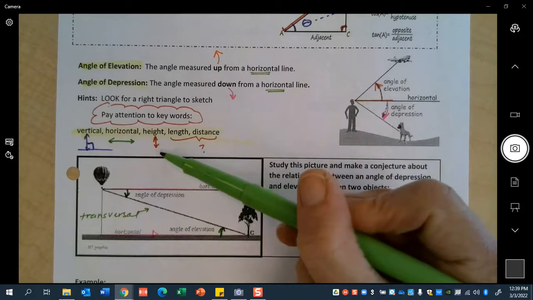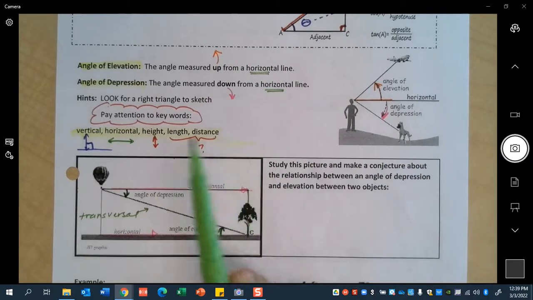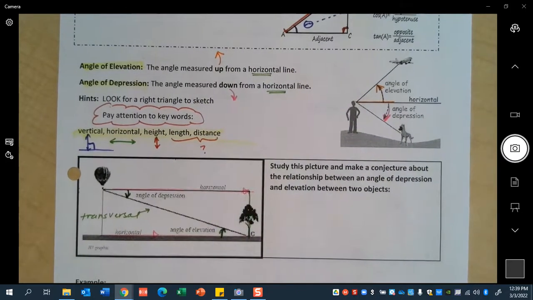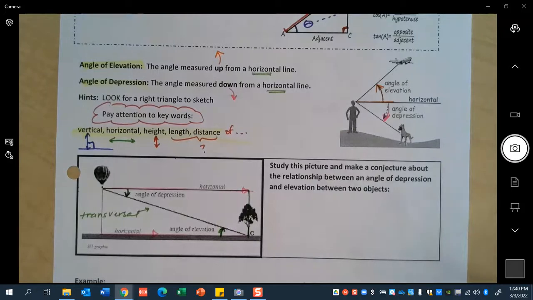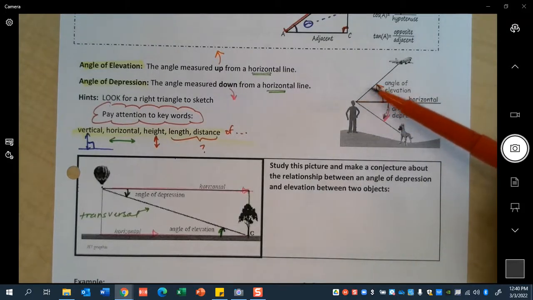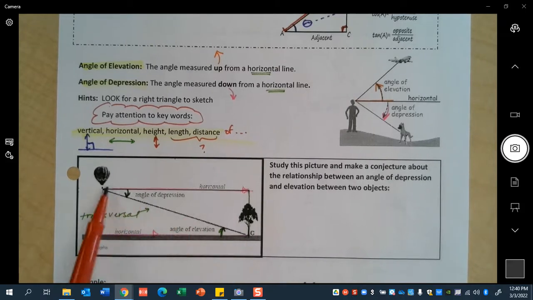Same with the word height. You can count on them talking about up-down. When we get to length and distance, you need to be really careful about what they are talking about the length or distance of. If they're talking about how long is it to get to the airplane, that's going to be your hypotenuse. If they talk about the distance between the balloon and the trunk of the tree, that's going to be that vertical distance.